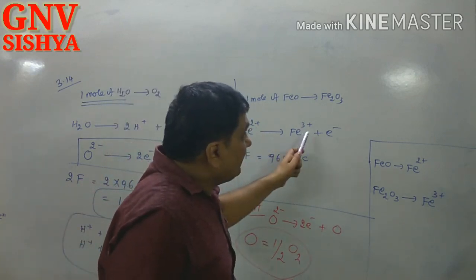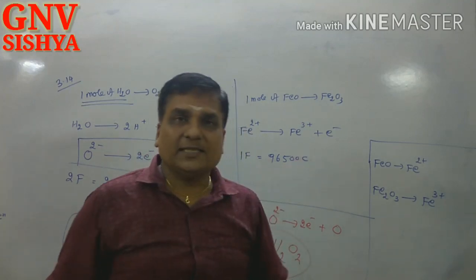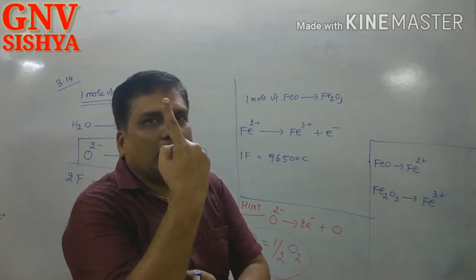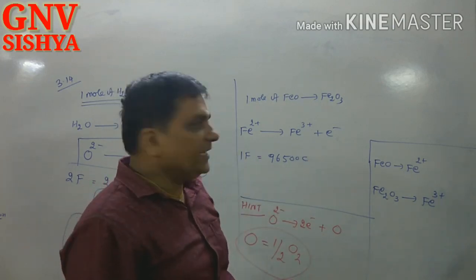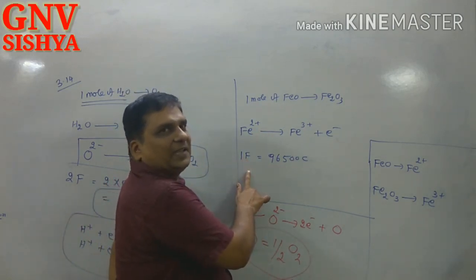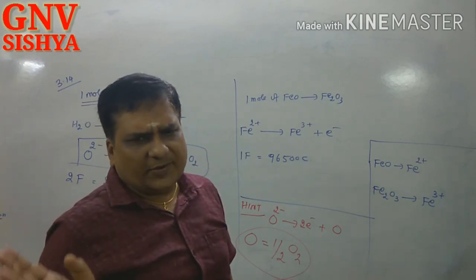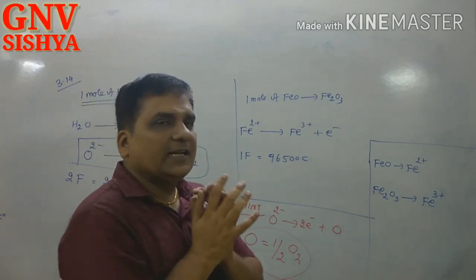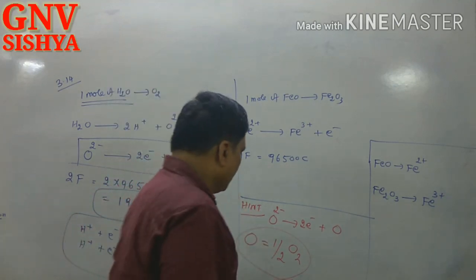Fe2+ becomes Fe3+ by losing 1 electron. So, in the overall process, what is the number of electrons transferred? 1. What is the change in oxidation state? 3 to 2, 1. So, the answer is 1 Faraday. But we are not supposed to express it in Faraday because the question has clearly stated to express in Coulomb. So, the answer is 96,500 Coulomb. Correct? Okay? Right.